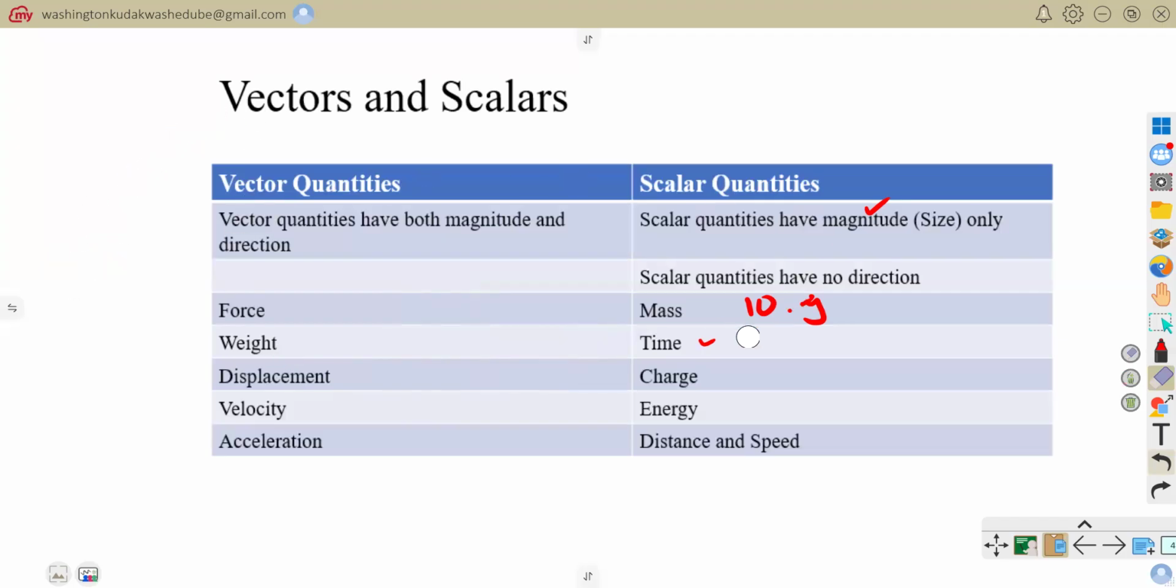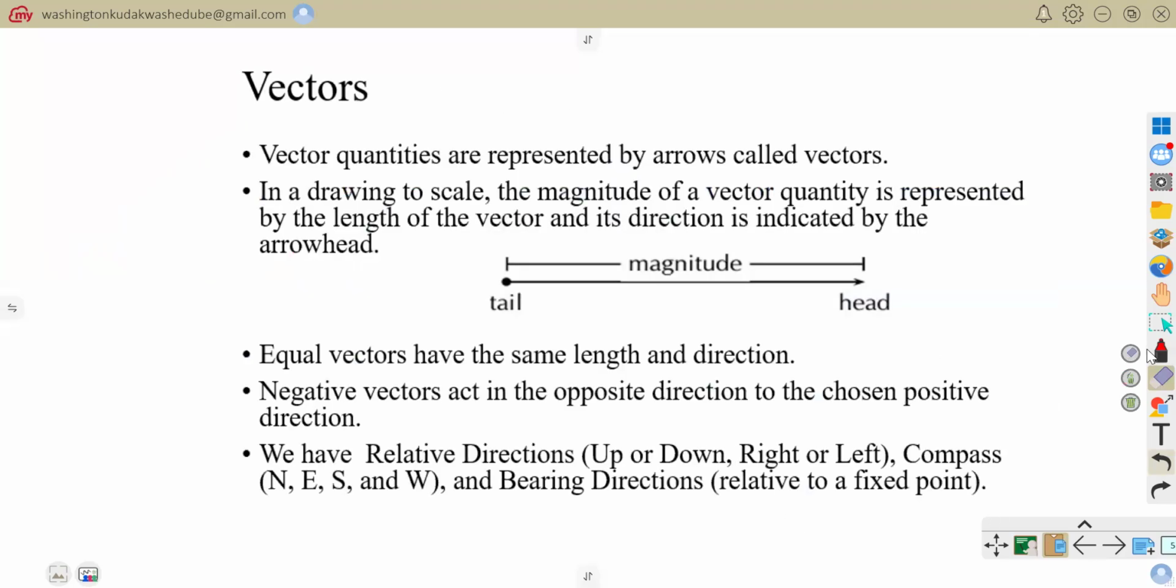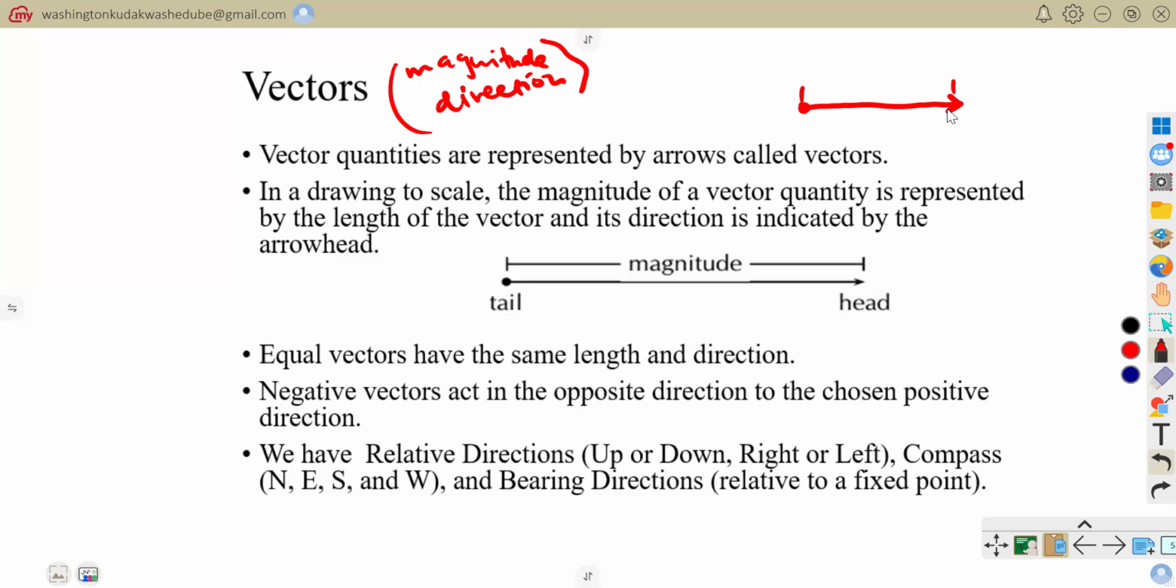So these are the examples of vector quantities, and these are the examples of scalar quantities. And since we have mentioned that when it comes to vector quantities, we need to mention both the magnitude as well as the direction. Now, vectors become special physical quantities, where if you want to represent them, we can use arrows, where the magnitude is represented by the total length of that arrow, and the direction is represented by the arrowhead.